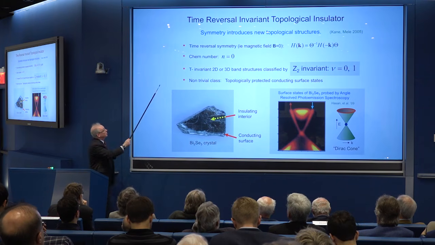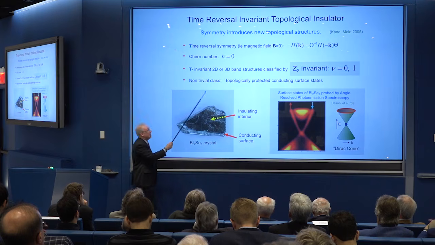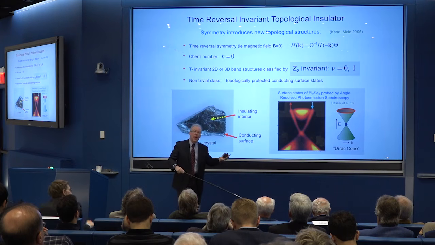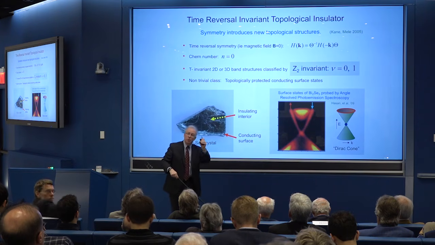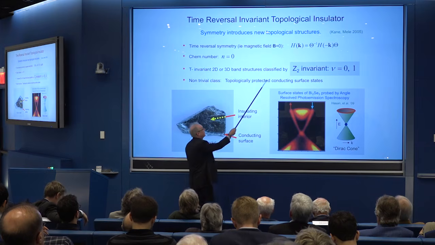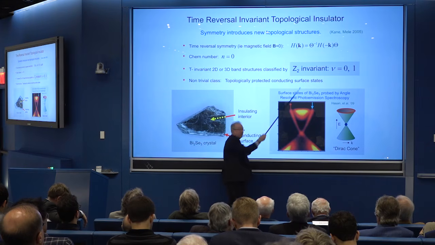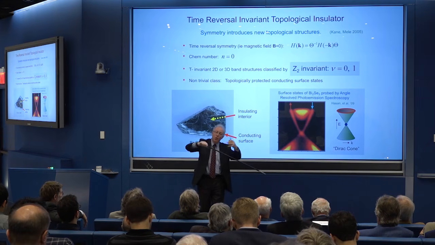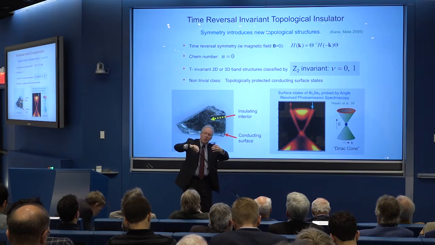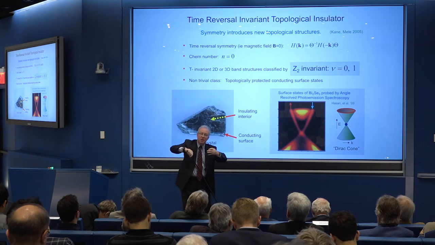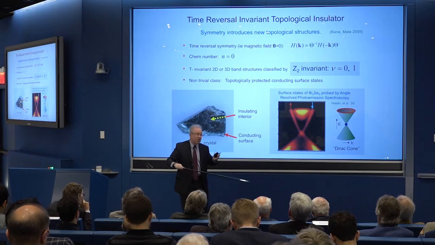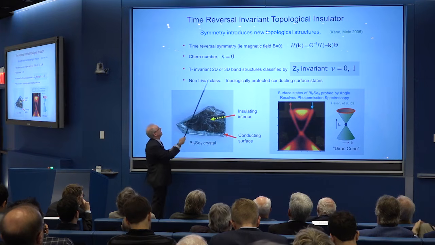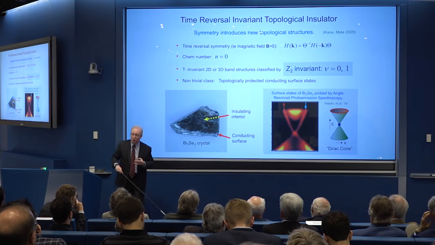Now, if you have time reversal symmetry, then that introduces a constraint on this Hamiltonian, which is a function of k. It basically relates H at plus k to H at minus k. So it adds a constraint, and you can ask yourself, if I demand that I satisfy this constraint, what happens to the topological classes? One thing you immediately see is that the Chern number has to be equal to 0.